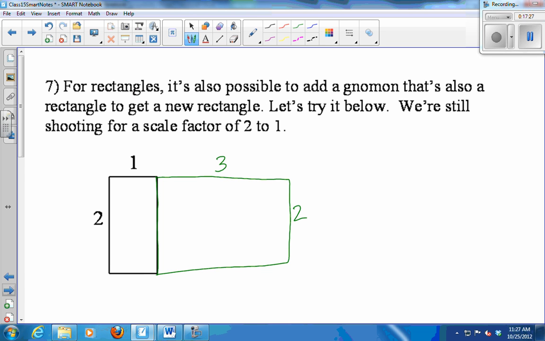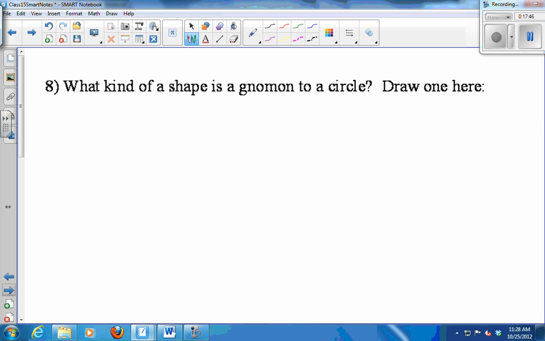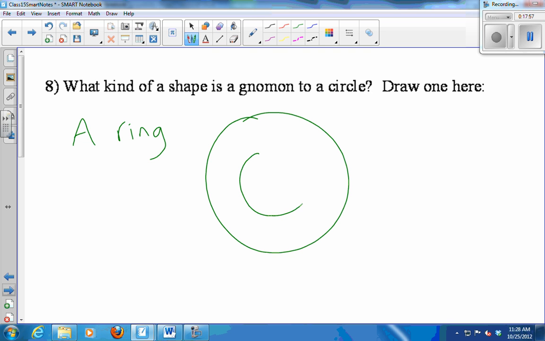So does that make sense? So it's just 2 different ways that I can correct my mistake. I could cut out an L, or I could cut out another rectangle, glue them on, and in this case, I have to turn this on its side to make it look like the original. So what kind of shape would be a gnomon to a circle? A ring. Yep, a ring. So if I had cut out a circle and I said, oh shoot, it's too small, if I want to glue on another piece to make it bigger, I'd have to glue on a ring.